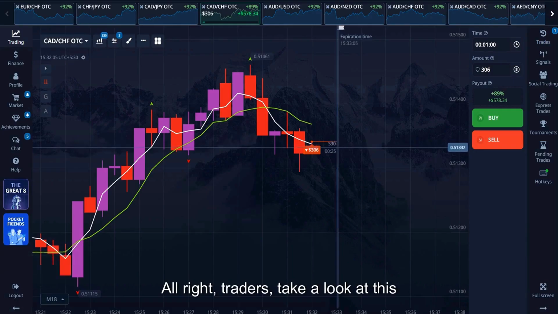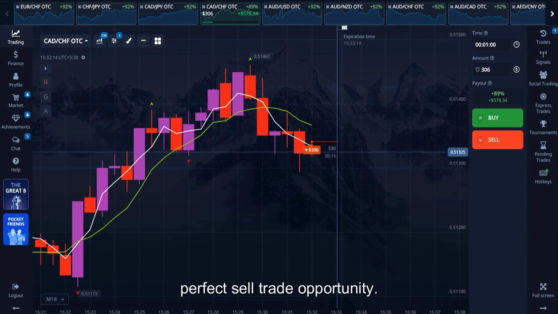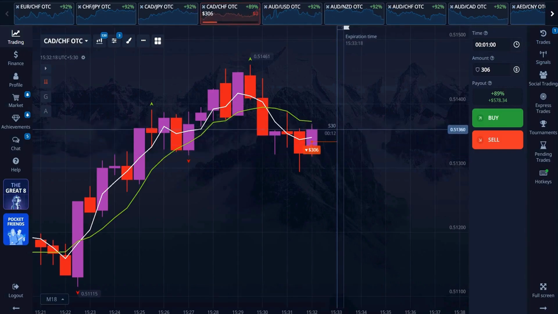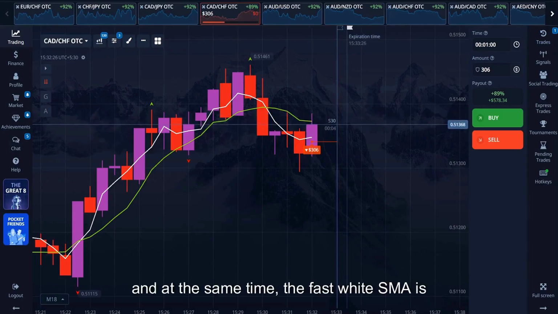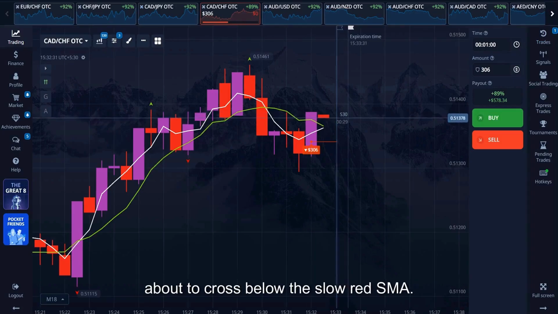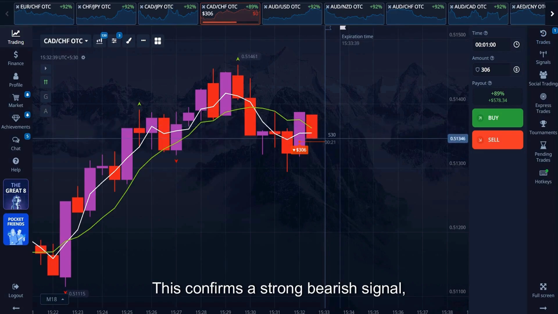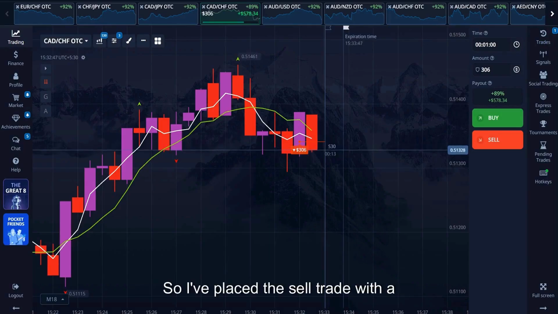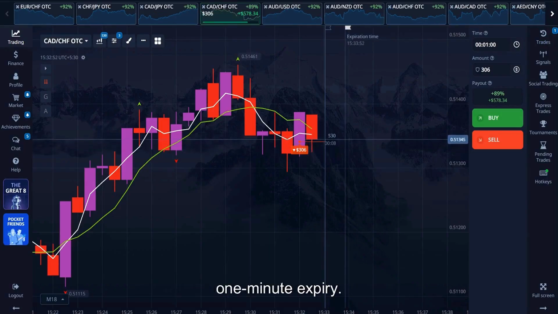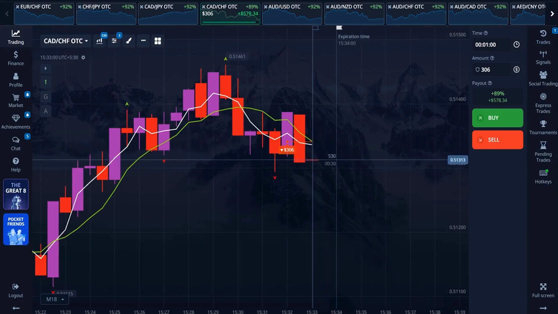All right, traders, take a look at this setup on the chart. According to our strategy, this is a perfect sell trade opportunity. Why? A green fractal has appeared above the candle, and at the same time, the fast white SMA is about to cross below the slow red SMA. This confirms a strong bearish signal, which means the price is likely to go down. So, I've placed the sell trade with a 1-minute expiry. Now let's stay calm and wait for the result.